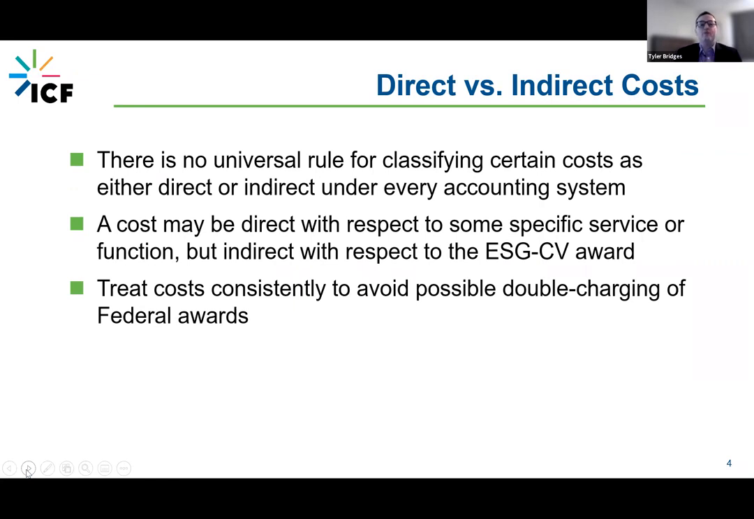So there's no universal rule for classifying certain costs as either direct or indirect under every accounting system. A cost may be direct with respect to some specific service or function, but indirect with respect to the ESG CV award. Therefore, it is essential that each item of cost incurred for the same purpose be treated consistently in like circumstances, either as a direct or an indirect cost, in order to avoid possible double charging of federal awards.